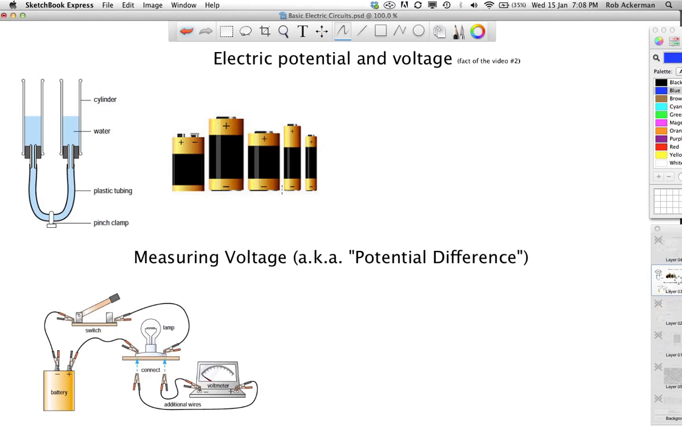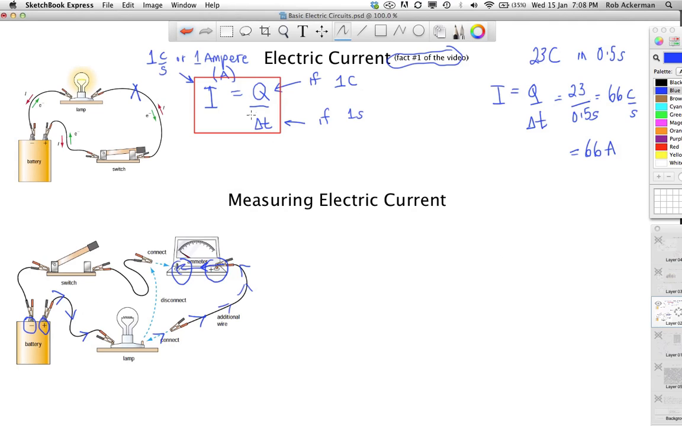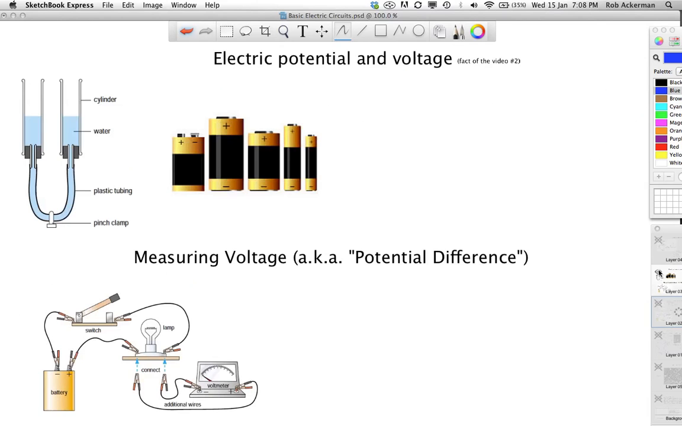There's another topic that we have to discuss in terms of the flow of electric charge, and that is what actually causes the charge to flow in the first place. Back here I talked about what the flow of charge is and how we calculate it and how we measure it, but I didn't tell you why electric charge might flow.